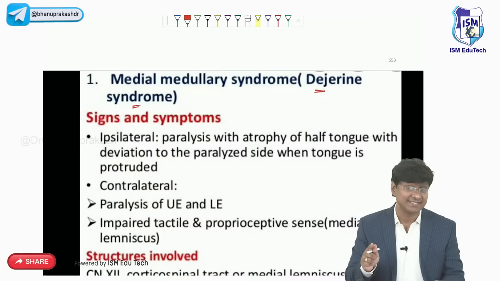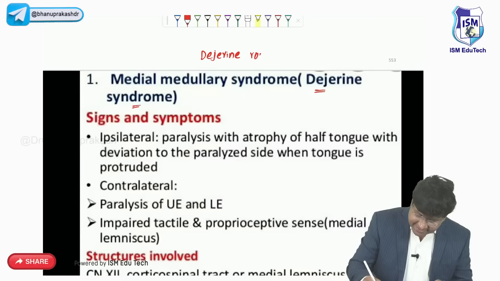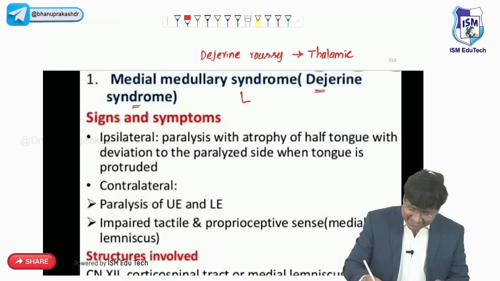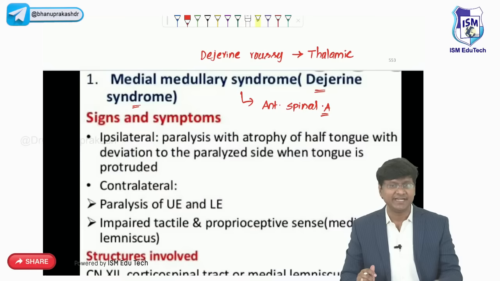And you should not get confused with the Dejerine-Roussy syndrome. Dejerine-Roussy syndrome is your thalamic syndrome, whereas Dejerine syndrome will be medial medullary syndrome. And in this medial medullary syndrome, what is the vessel that is affected? That is the anterior spinal artery. Right? It is the anterior spinal artery which is affected in case of the medial medullary syndrome.